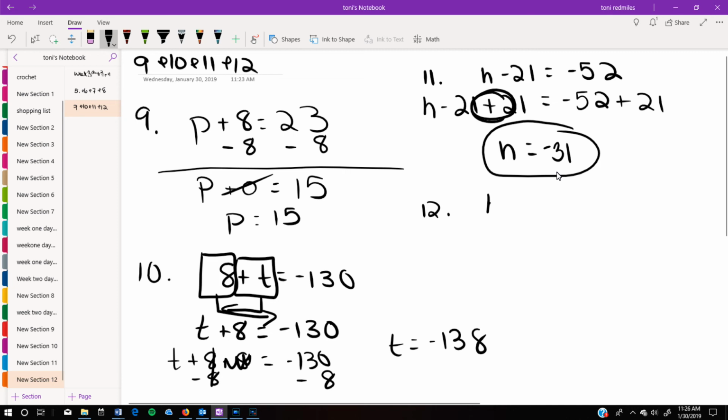All right, so the 8 is adding to the h. So to undo it, we need to subtract it. All right, so that's going to give me my big fat 0, leaving me with just h. 11 minus 8 is 3.